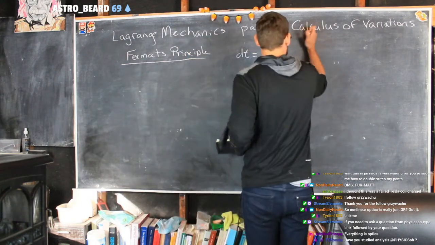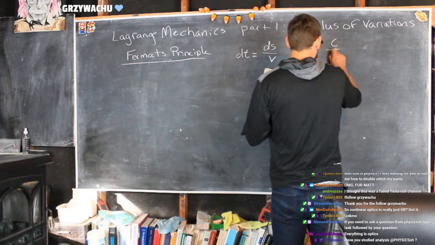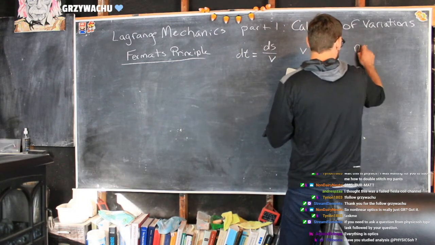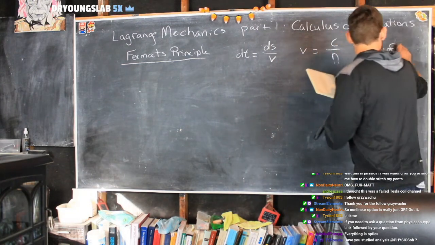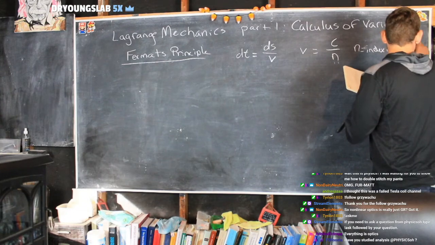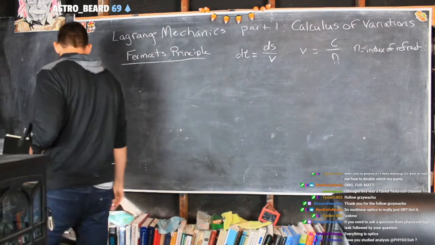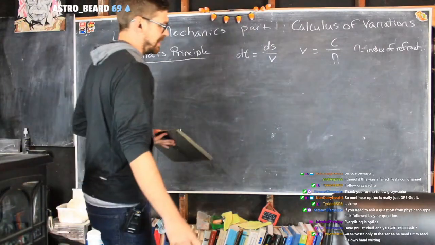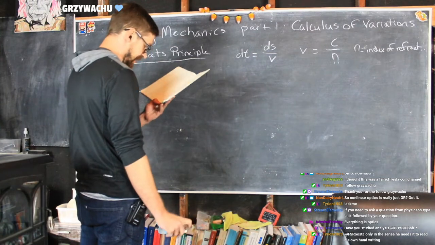What's v though? v being not the speed of light, but the speed of light divided by the index of refraction. Obviously, if the light's going to be refracted, if we're going to have a change in the path due to the index of refraction, we need to have a way to account for that. So that's where the n comes in.